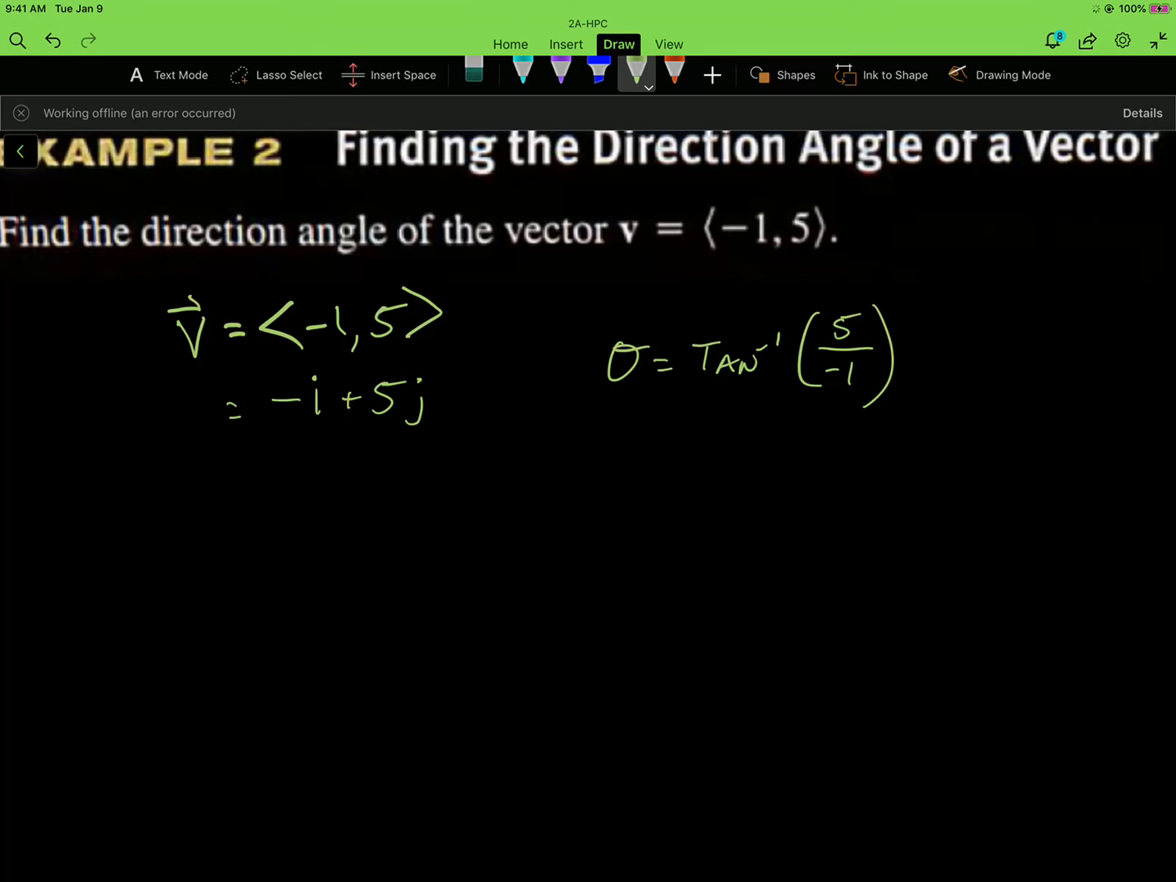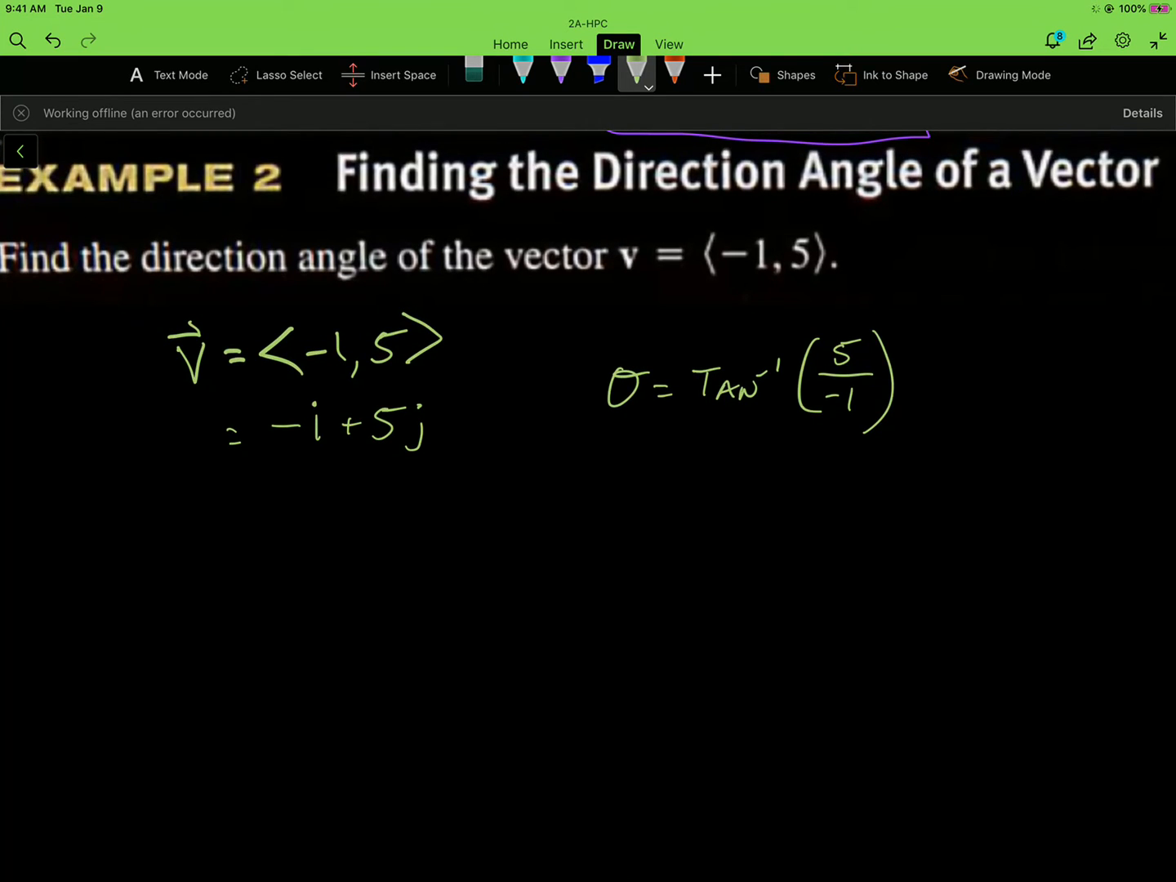So for our example, we do inverse tangent of 5. We're going to need a calculator for that. And the Apple Pencil died again. Sorry, let me charge it for a minute.